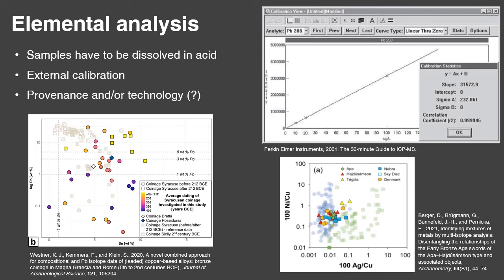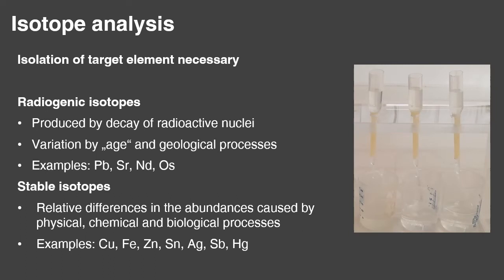Isotope analysis from sample solutions requires the isolation of the target element. This is done by column chromatography. The photo here shows columns filled with anion exchange resin used to separate lead from sample solutions.